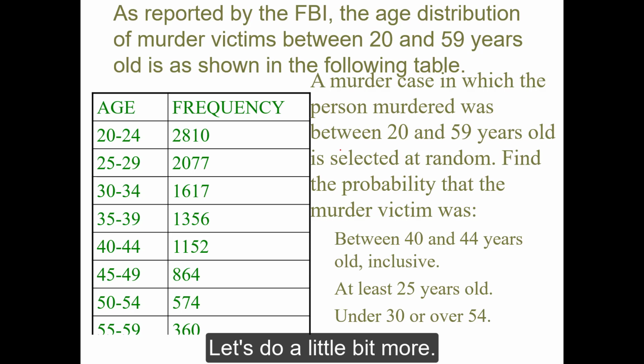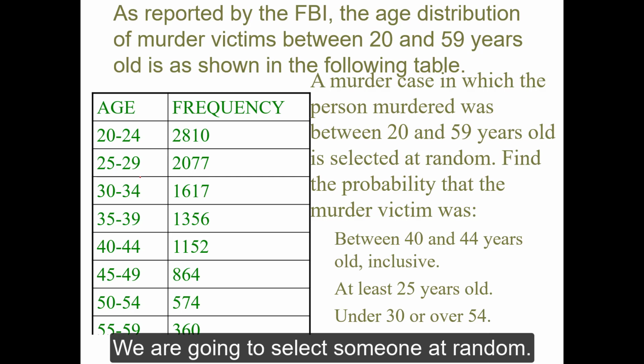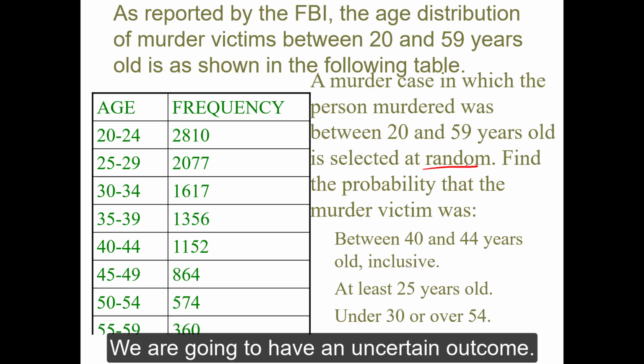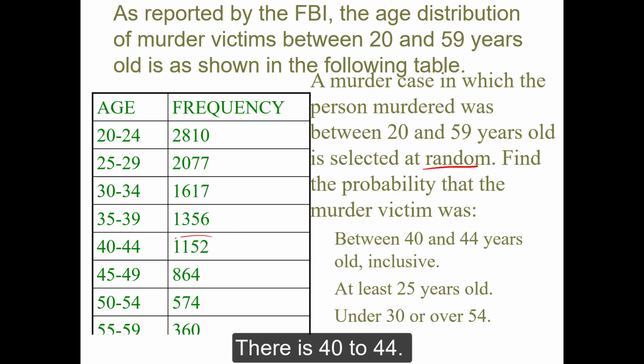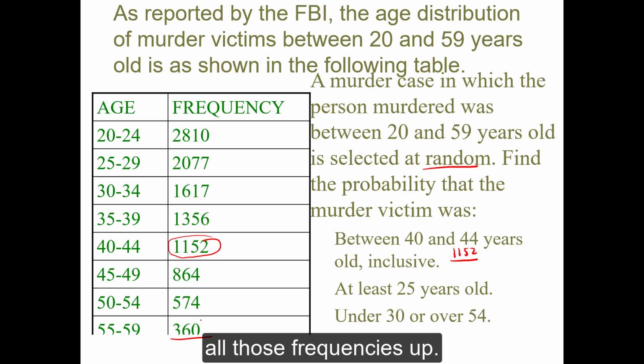All right, let's do just a little bit more. This time we have a frequency table, and we can see it's the age distribution of murder victims between 20 and 59 years old, and there's the frequency. So we're going to find someone at random, which means we have an uncertain outcome, and we're looking between 40 and 44 years old inclusive. So there's 40 to 44, that's 1,152. But now I need the total number. And how do I get the total number? I'm just going to add all of those up.